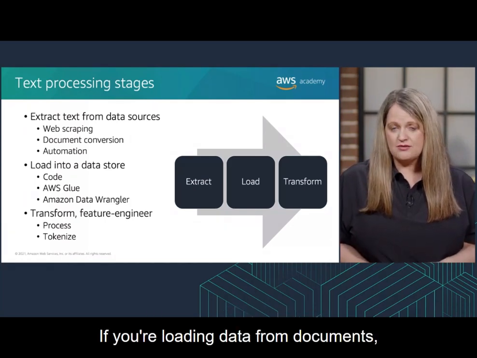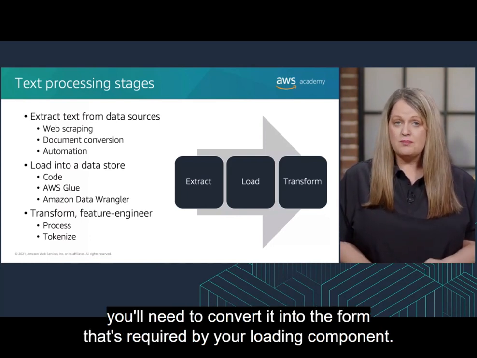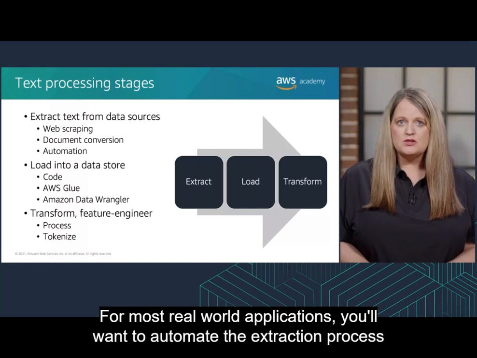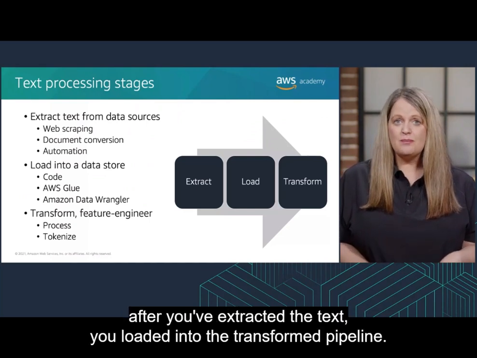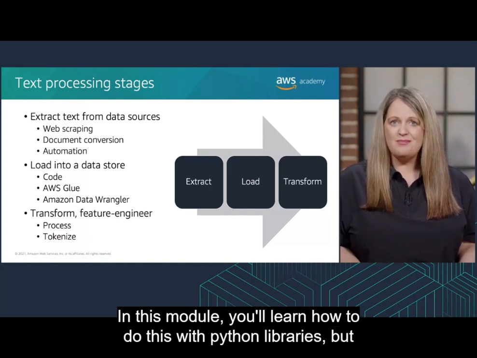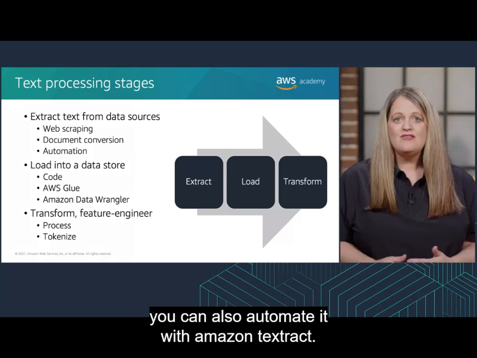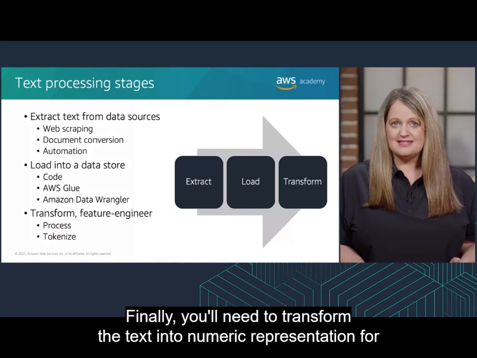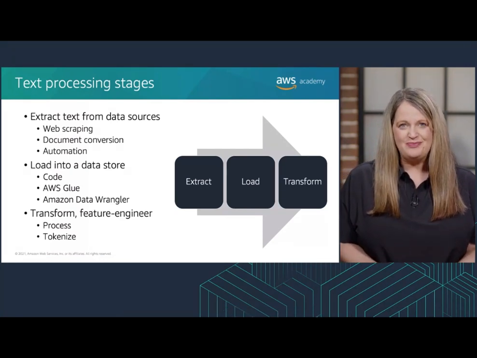If you're loading data from documents, you'll need to convert it into the form that's required by your loading component. For most real-world applications, you'll want to automate the extraction process. After you've extracted the text, you load it into the transform pipeline. In this module, you'll learn how to do this with Python libraries, but you can also automate it with Amazon Textract. Finally, you'll need to transform the text into numeric representation for use by your machine learning model.